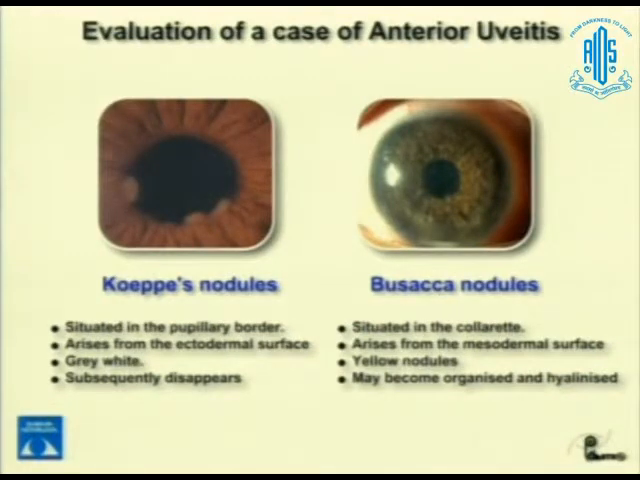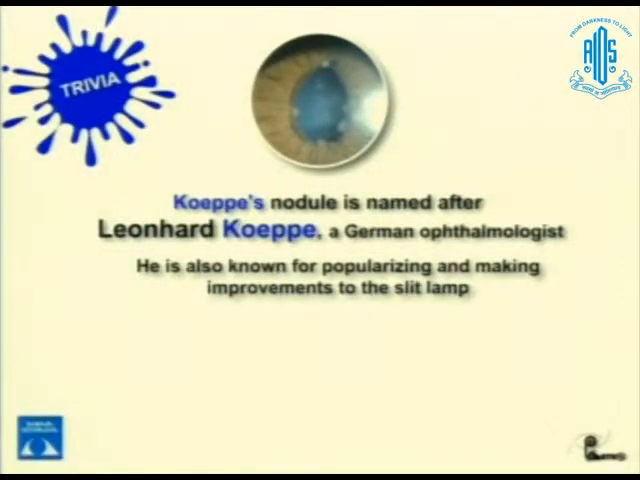There are mainly two types of inflammatory nodule. One is the Koeppe nodule, which is situated at the pupillary border, and the Busacca nodules are seen in the collarette. Now here is just a trivia.